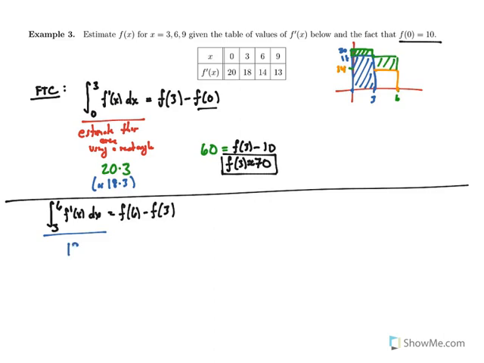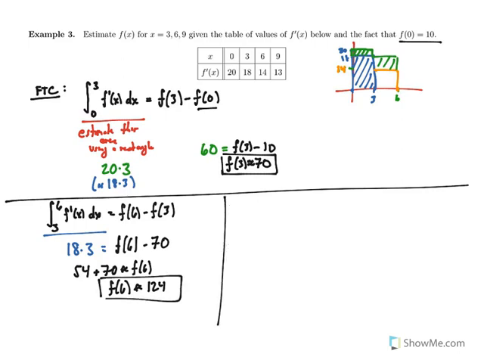We'll say this is equal to 18 times 3, height times the base. We're looking for f of 6. And we know f of 3 is about 70. So 18 times 3 is going to be 54. Plus 70 is going to be about f of 6. So f of 6 is about 124.